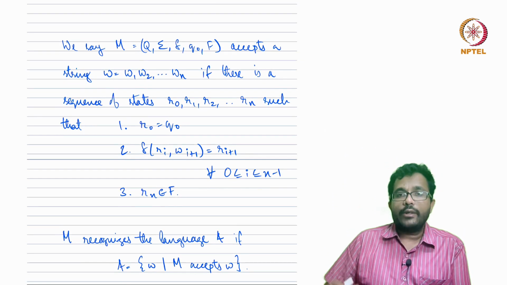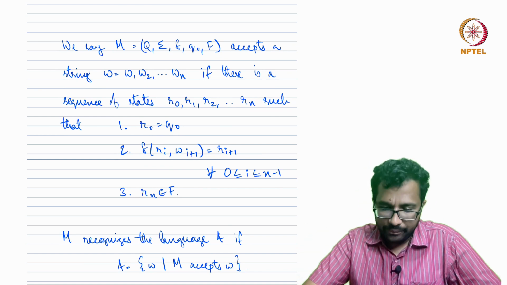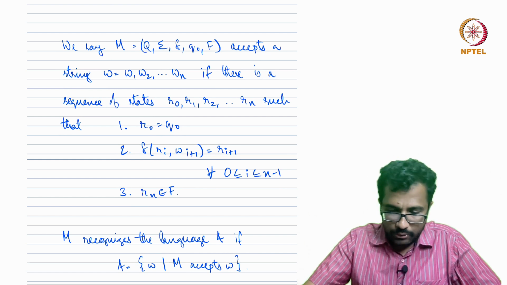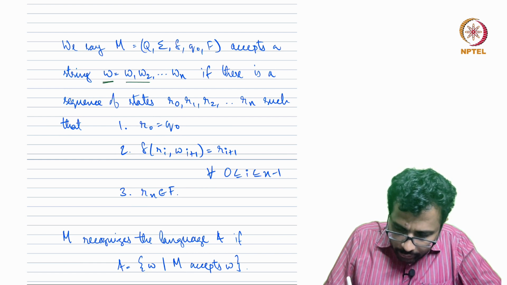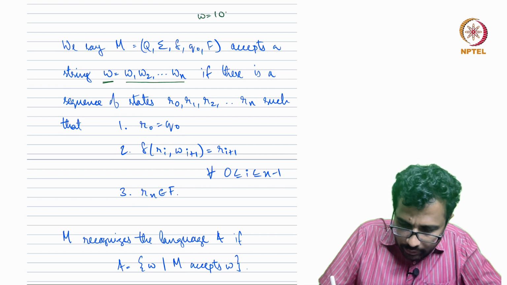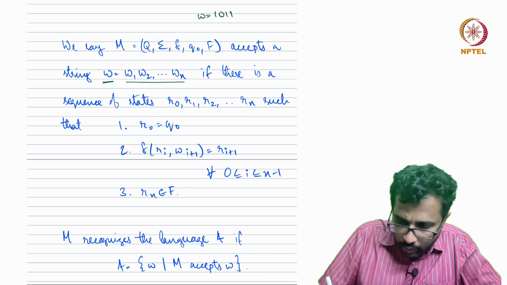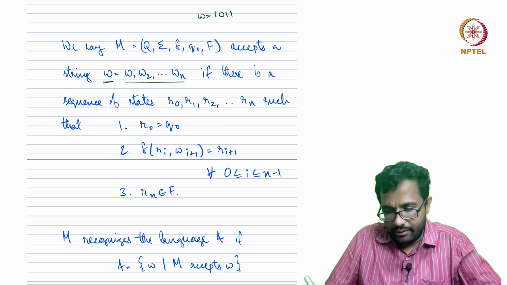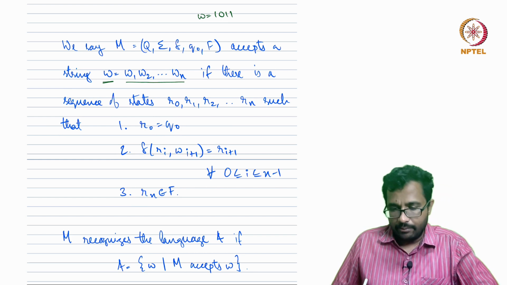Now let us formally define when a string is accepted. We have already understood this; this is just a formalization of the same. We say that a machine or a DFA M accepts a string W. W is a string, and W1, W2 are the individual symbols in it. Let's say W is 1011, then W1 is 1, W2 is 0, W3 is 1 and W4 is 1. So this is just W broken up into symbols.